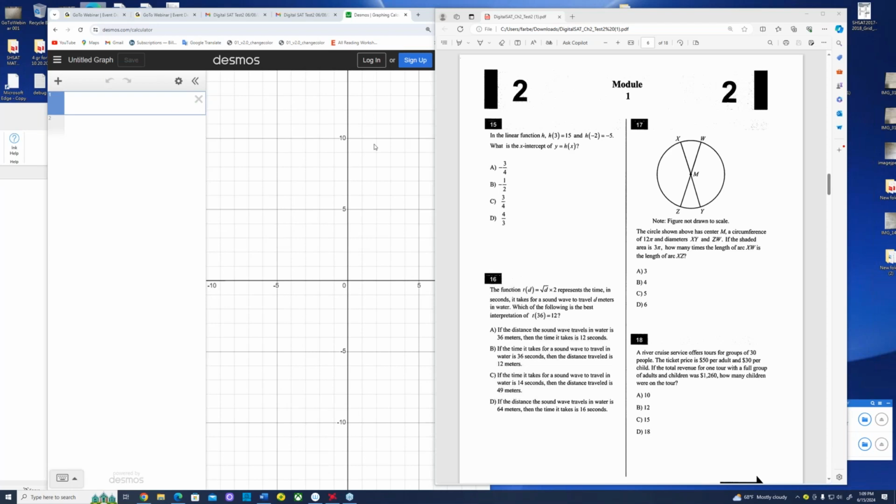Okay, where to? This pen is not compatible with this platform. Maybe in future they may be compatible, but look at this, 15. Let me use this pen. You see h of 3 equals 15. Let me make a table.